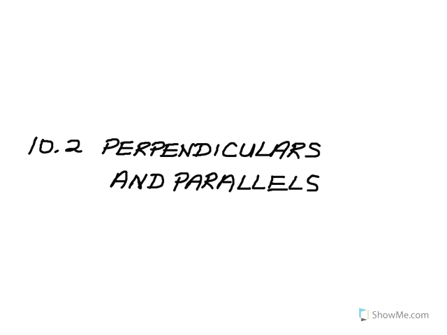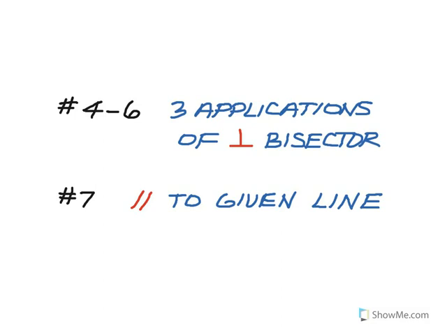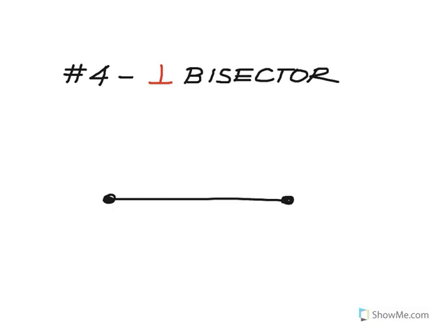Lesson 10.2 is about perpendiculars and parallels. In this lesson we cover constructions 4, 5, and 6, which are 3 applications of a perpendicular bisector. And then we cover construction number 7, which is how to construct a line parallel to a given line.